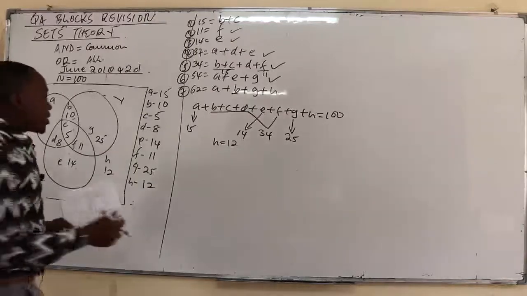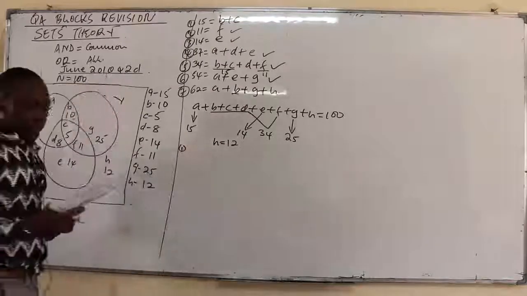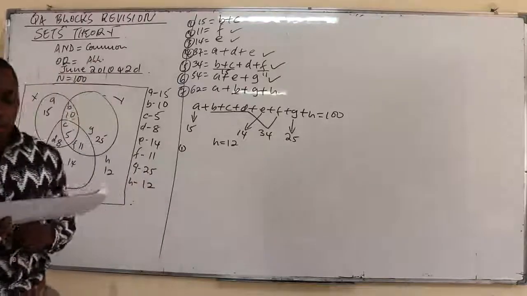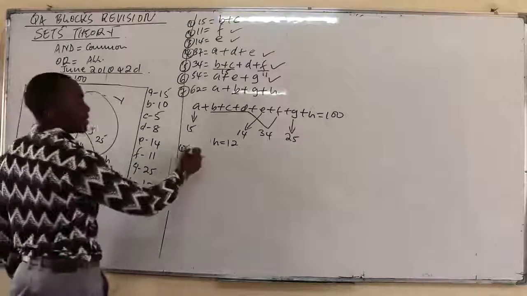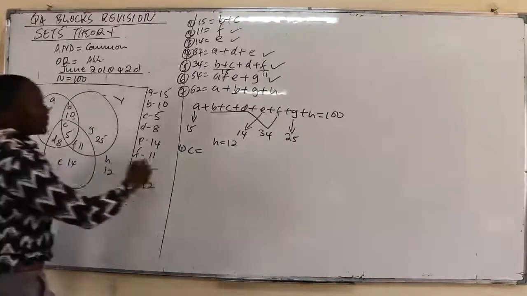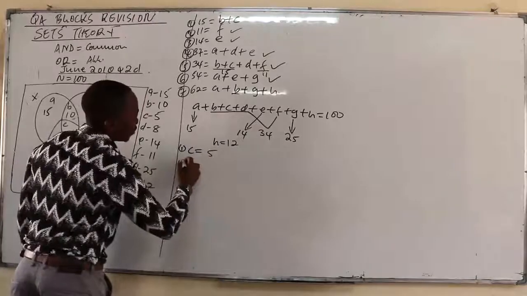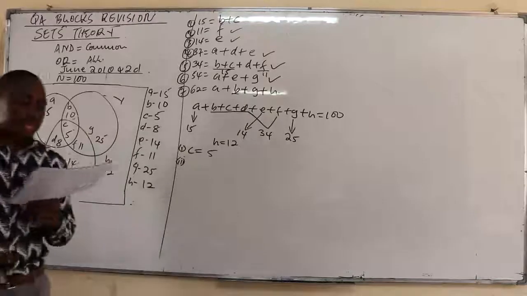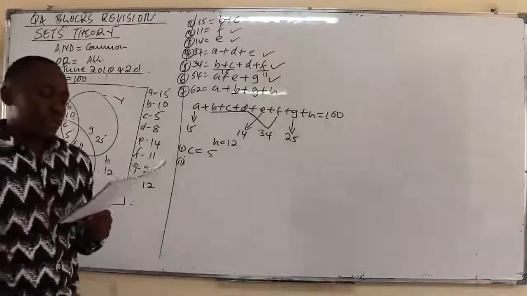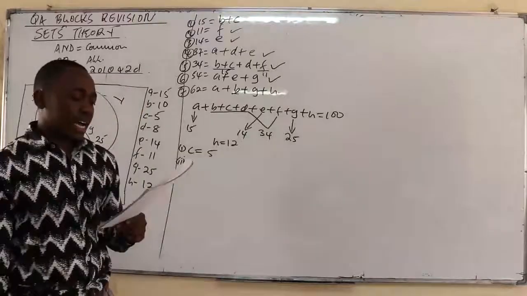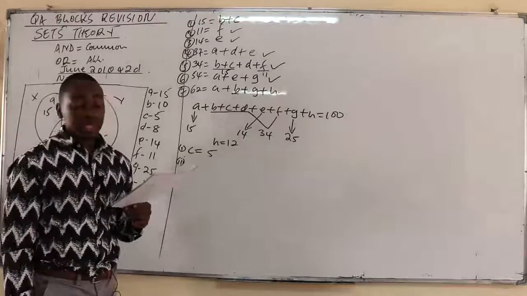So let's go to required number 1. The number of voters that were in favor of all the 3 candidates, that's C. C were 5. Number 2. Assuming that a candidate who gets more than 50% of the votes is elected unopposed, determine the candidate, if any, that was elected unopposed.